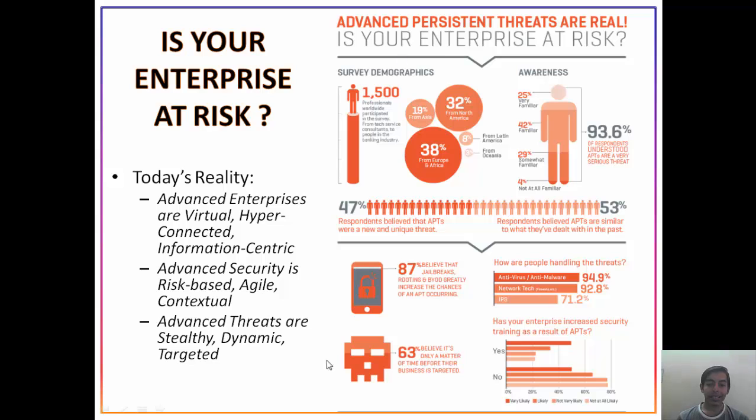Now, these are some of the basic statistics. As you can see here, 47% of respondents believe that APTs were a new and unique threat, and 53% of respondents believed APTs are similar to what they have dealt with in the past. How are people handling the threats? They basically used antivirus or anti-malware, network technologies, and intrusion prevention systems.